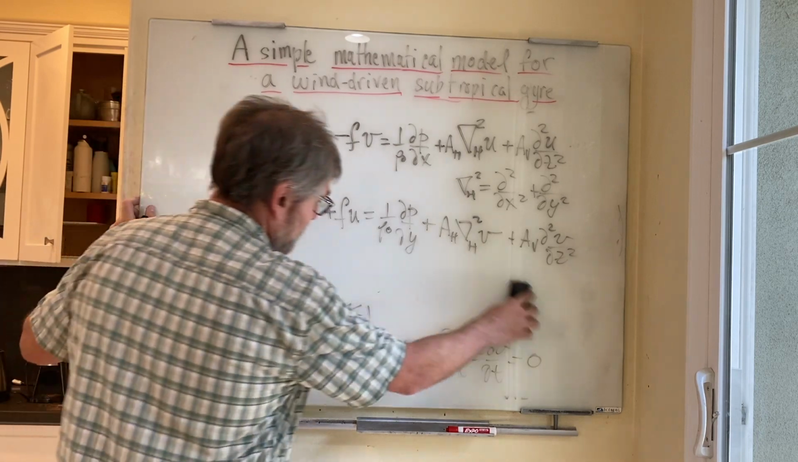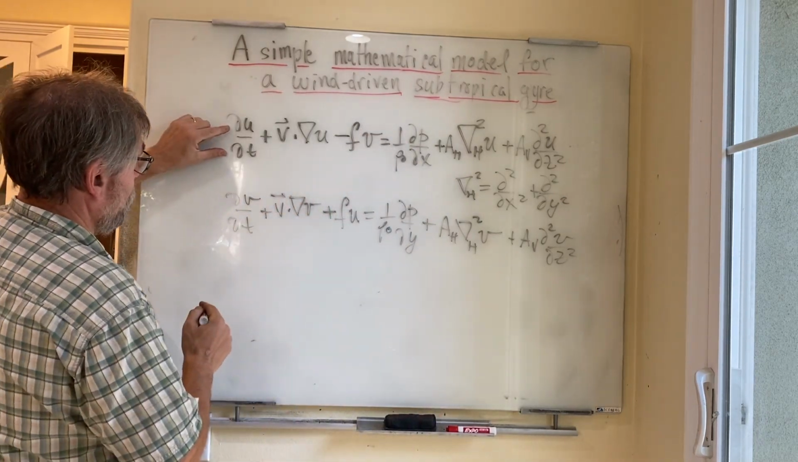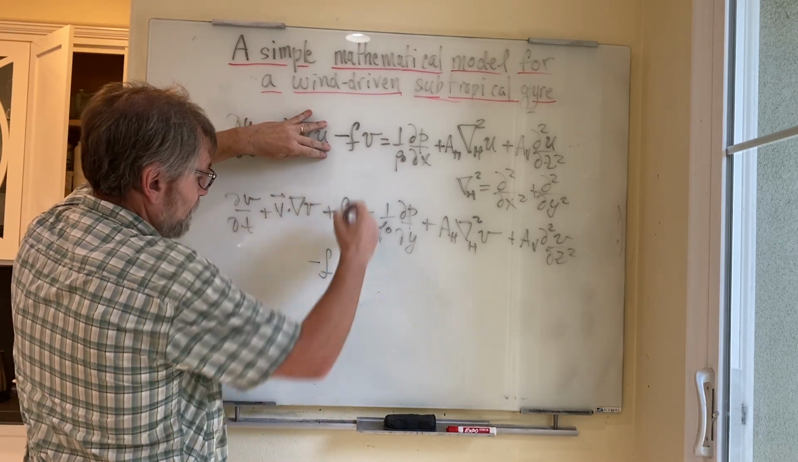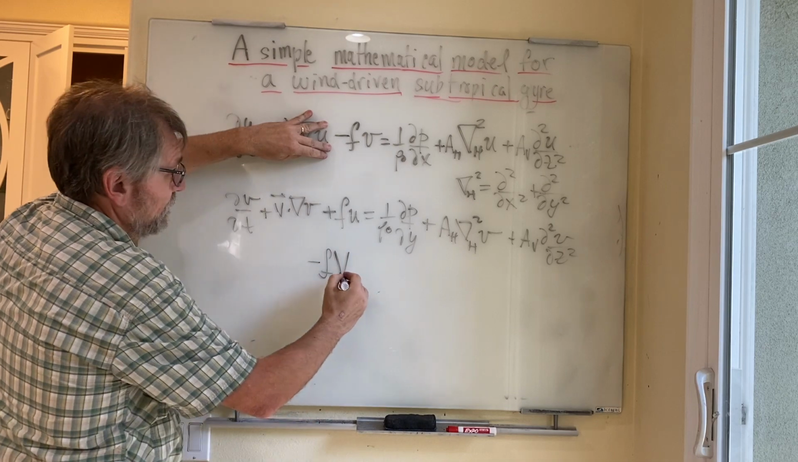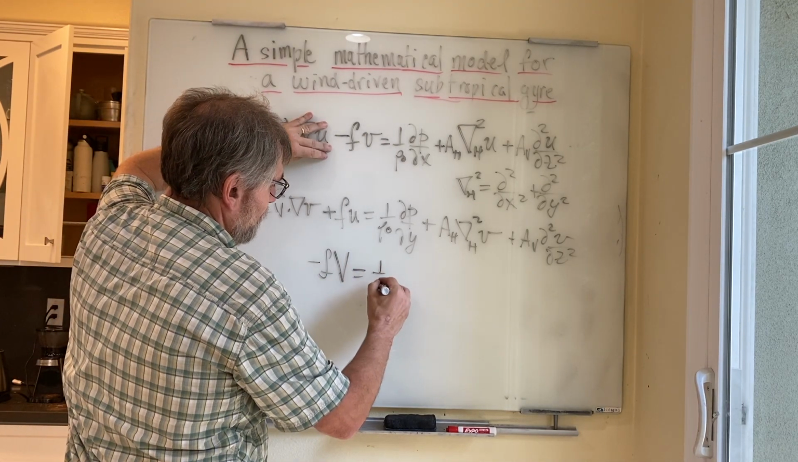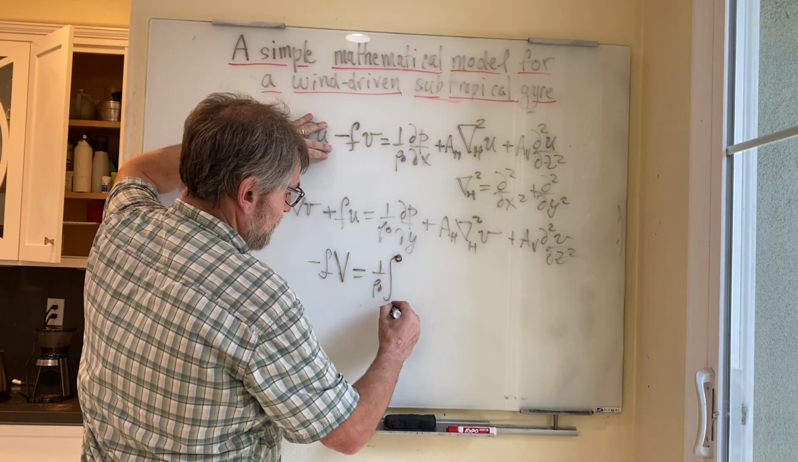So let's depth integrate these equations. What do we get? We'll get, well, these terms we neglected, so we get minus f times the depth integral of v, which is just V, capital V, equals 1 over rho naught times the depth integral from 0 to minus h.